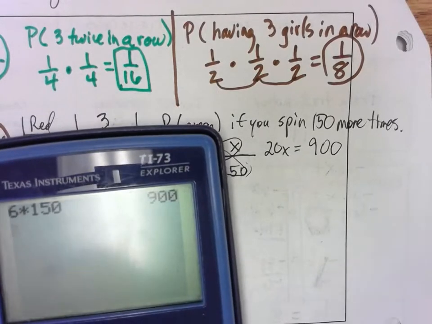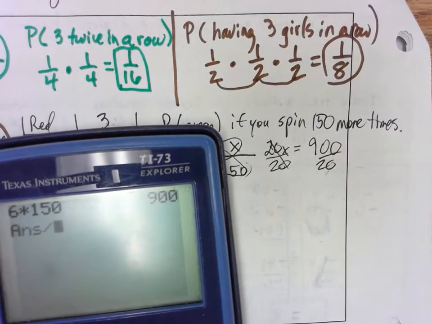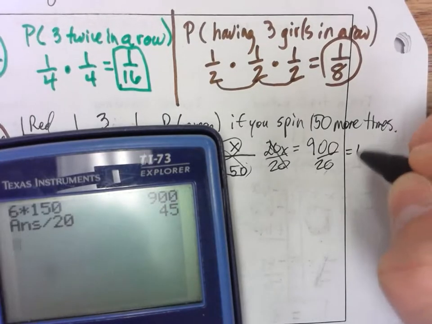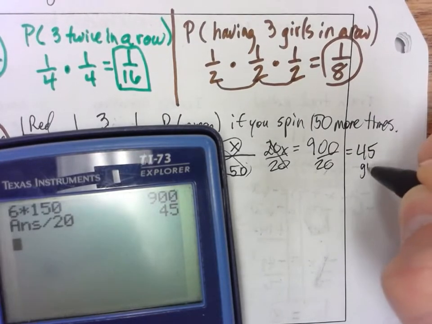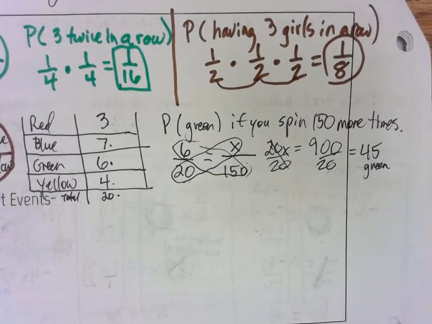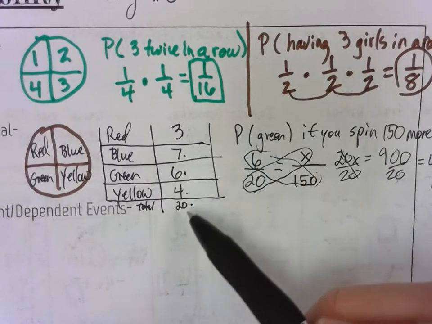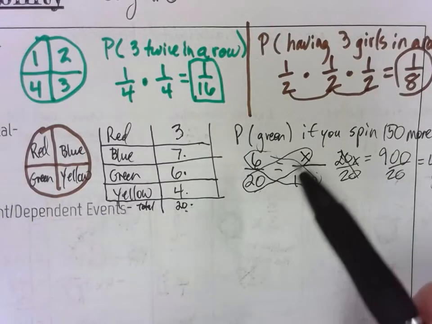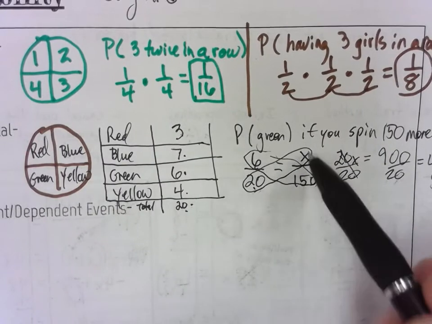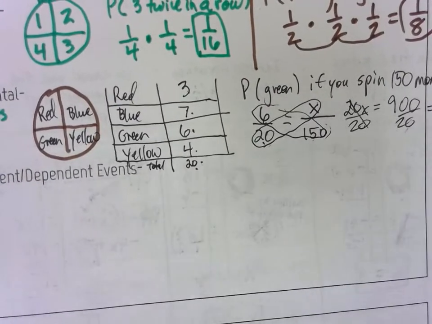So of course, then you're going to do 900 divided by 20, because you have to divide by 20 on both sides. And that means that if you did it 150 more times, you would expect to get 45 green out of the 150. So when it gives you an experimental results table, add up the numbers, find out how many total there are. Set up a little proportion over here and solve it, okay? 6 over 20 equals x over 150 for this particular one. All right, let's go on down here.